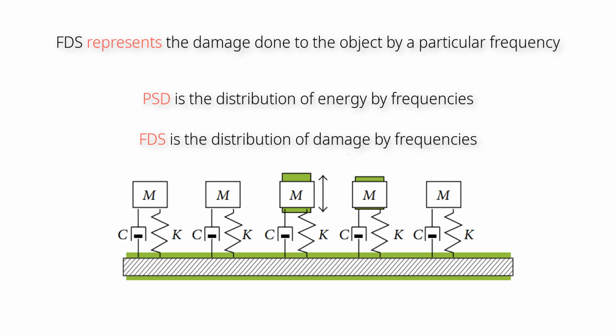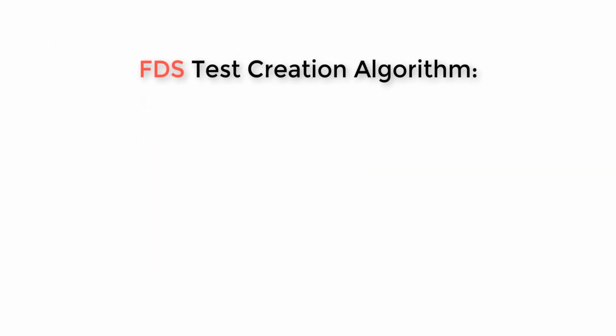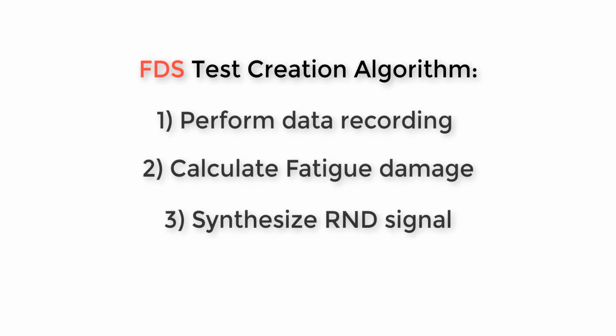We take a number of spring-mass systems, each with its own natural frequency. The systems should have the same damping factor. A certain signal affects the spring-mass systems, and we calculate the damage level using the Palmgren-Miner rule. In other words, to perform a fatigue damage spectrum test, we need to calculate fatigue damage based on the recorded data, and then synthesize a signal which would produce the same damage in a shorter time.